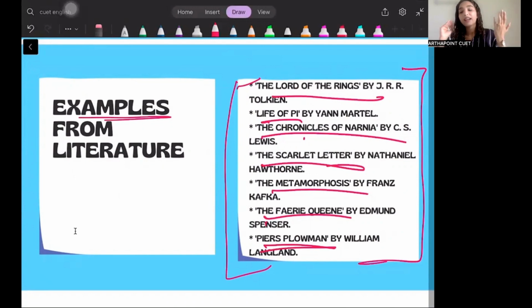You could be asked very direct questions in your CUET examination. For example, what literary device does Animal Farm use? Or you could be given four options and be asked which of the following is an allegory, or which of the following is a parable, or which of the following is a fable. Therefore, you must understand the meaning of an allegory, the types of allegory, and the examples of allegory. Now, with this, we would end today's session.